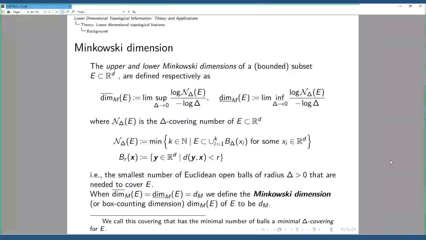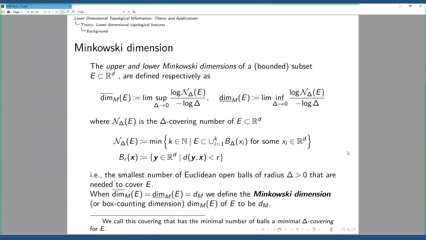As we all know, these two kinds of limits do not even have to exist, and even if they exist, they do not have to coincide. For a very simple example, if your underlying set E is a fractal, the fractal actually has different minimal covering numbers at different scales. So it's very likely that your upper and lower Minkowski dimension will be different for a fractal set.